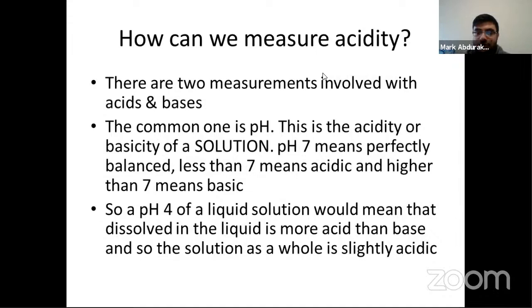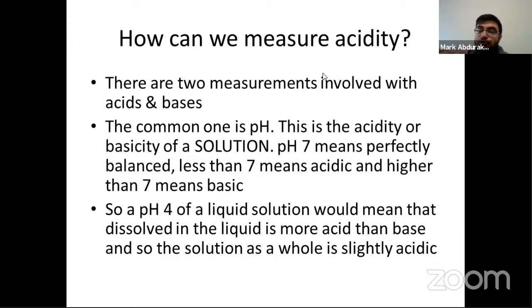It's the acidity or basicity of a solution, specifically of a solution. So pH 7 means the solution is perfectly balanced, so it's not acidic or basic, it's neutral. Less than 7 means it's acidic, so a pH of 1 to 6, or 6.5, means it's acidic. Higher than 7, and the cap is 14, means it's basic.